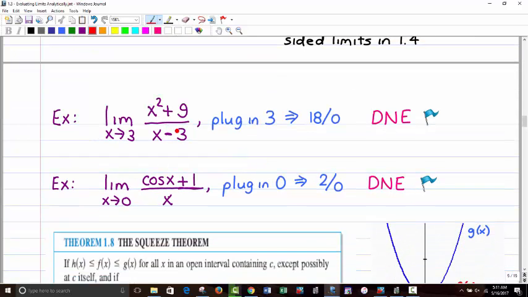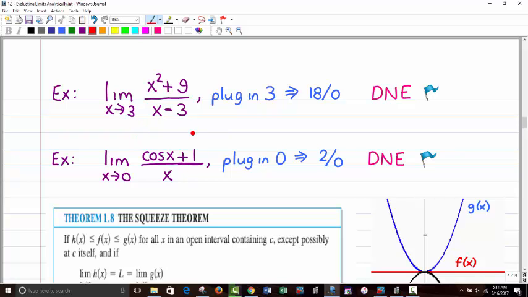So let's look at some examples. How about this one? x squared plus 9 over x minus 3. x squared plus 9 does not factor, so don't make that mistake. x squared minus 9 certainly would. So plug in 3, you get 18 over 0. So that's certainly non-zero over 0. That does not exist. For the next one, plug in 0. You get cos of 0, you get 1 plus 1, you get 2 over 0, so we would say that one does not exist.